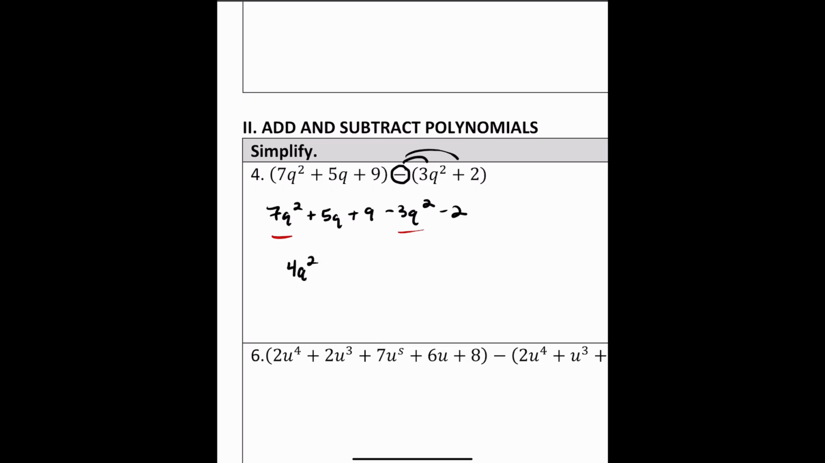Then our second in command is 5q. Can I combine that with anything else? Let's see. Well, that's a 9, by the way. So 5q is just going to be 5q. All right? And then now we have 9 minus 2. And 9 minus 2 is positive 7.